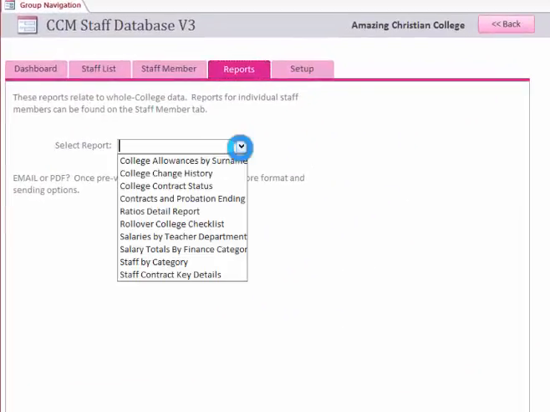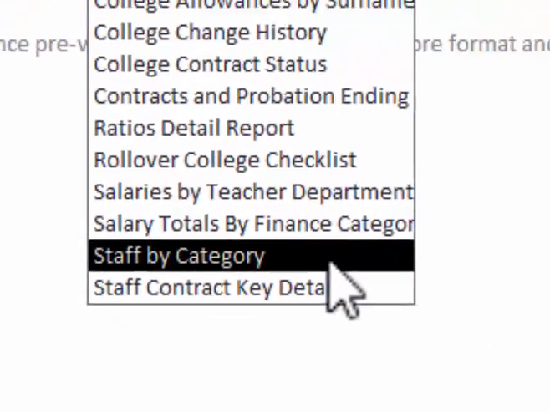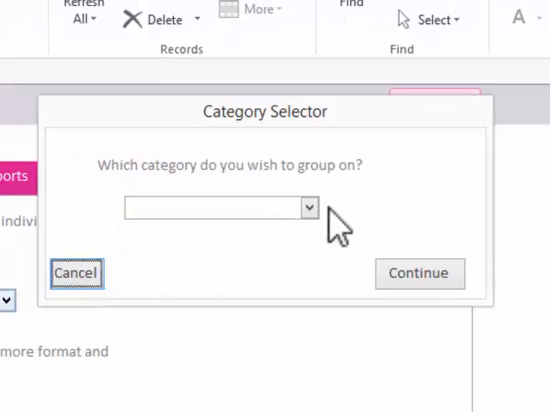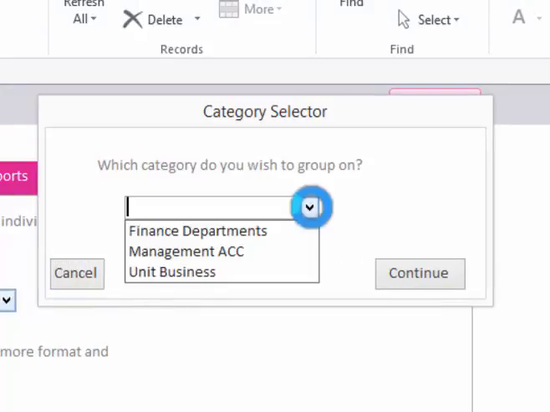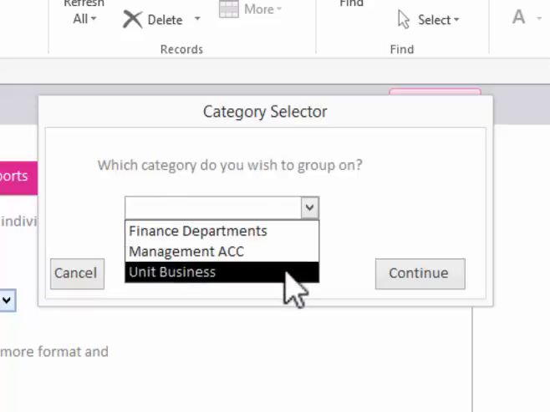Under reports, you will notice that there is now a new report called Staff by Category. There is no longer Staff by Department. So when you want to print out a list of your staff by category, you simply choose this report and it will prompt you, say, which category would you like the report to split people on? Finance departments, management of our school or the unit of business.